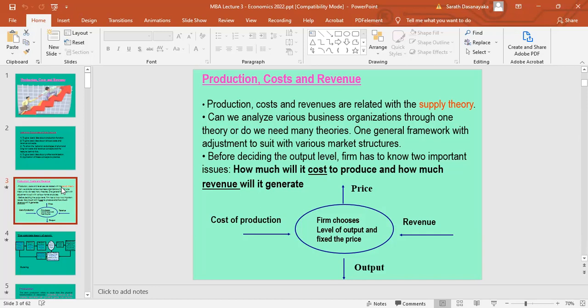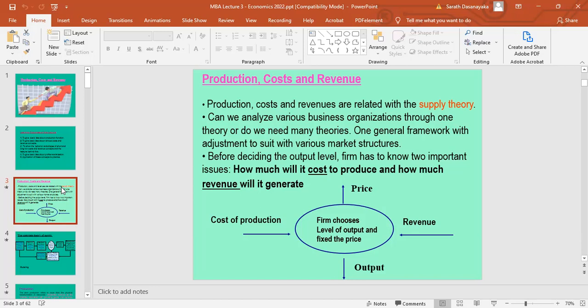Then economics has market structures. We are putting all these companies into the structures, and thereafter we analyze their costing behavior, production behavior, pricing behavior. Then you can see, can we analyze various business organizations through one theory, or do we need very many theories? We are developing one general framework, a general theory. Thereafter, we make a small adjustment to suit the various market structures. Therefore, this lesson is very important. Whatever cost, revenue or profit structure we develop here, we can apply to various market structures with a small adjustment.